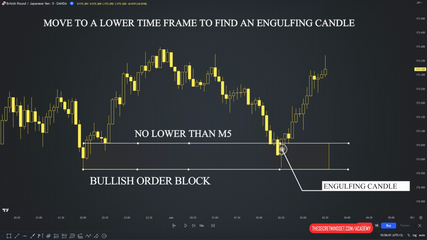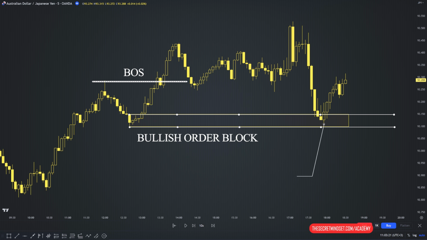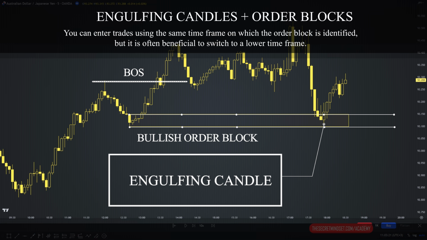Here we are looking at an order block, and we can see an engulfing candle that appears shortly after the price entered the zone. This is your trigger for entering the trade when you see this candle form.